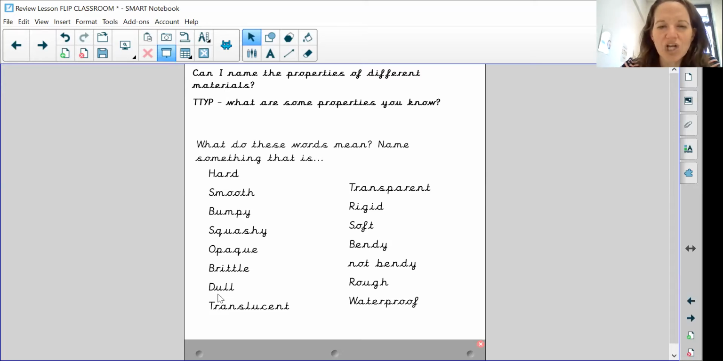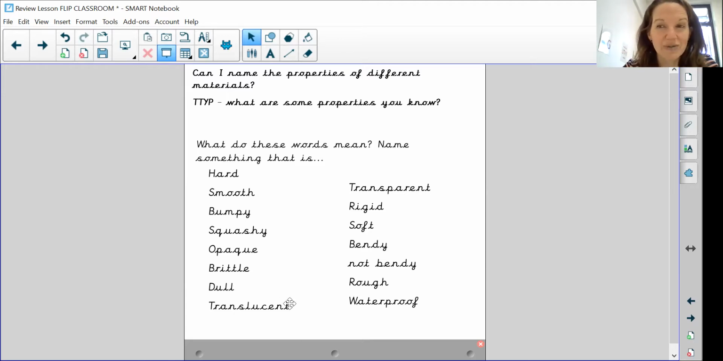What about the word dull? Now, this was a bit of a tricky one last time. Do you remember the opposite of dull? So we said that metal items are shiny. And I might say then that other materials could be dull. So they're not shiny. So this pen is dull. It's not a shiny or a bright color.